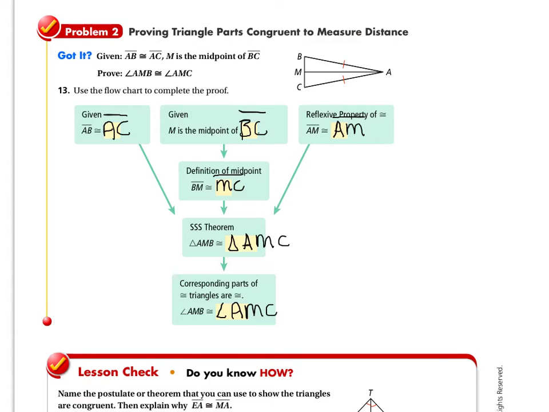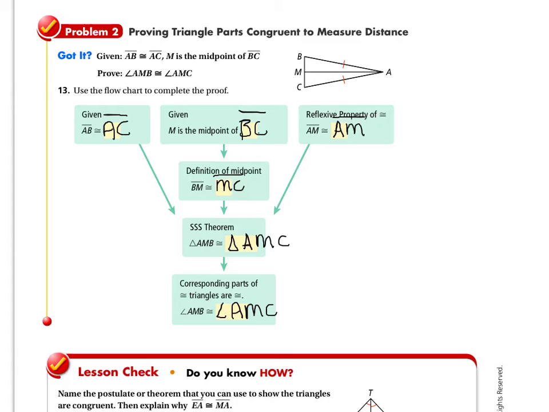Now, I'm on the last section of our notes, on problem number 2. And if I've moved too fast, please pause it and rewind so that you can get caught back up. On problem number 2, we're proving triangle parts congruent to measure distance. Now obviously we are looking for sides here. As you can see, I've got my 2 given statements here: that segment AB is congruent to segment AC, and point M is the midpoint of segment BC.